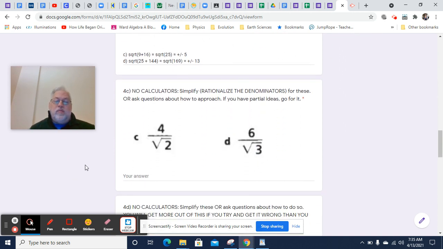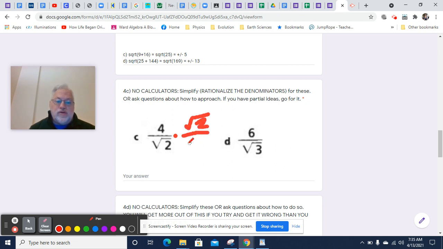Okay, the next one, you remember in the do now, we talked about rationalizing denominators. So what we're going to do is multiply this one by a version of 1, which will be the square root of 2 over square root of 2.